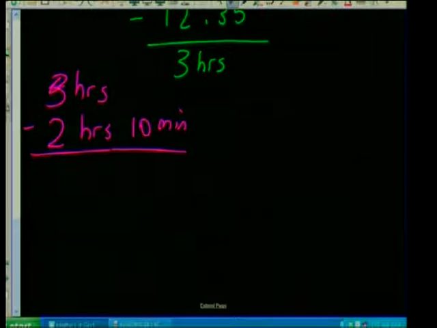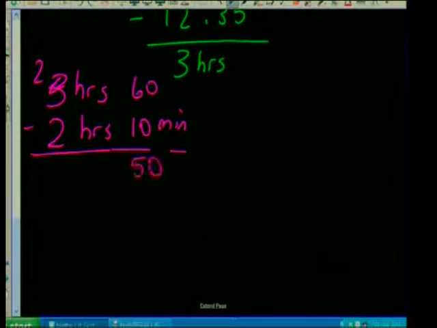So what I'm going to do is say, well, 3 hours is actually the same as saying 2 hours and 60 minutes. And then I'm going to minus and do kind of this long minus sum. So I've got 50 minutes. And my 2 minus 2, I've got no hours. So that's how long it takes.